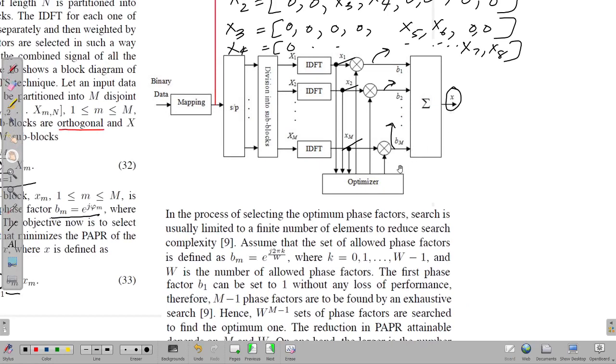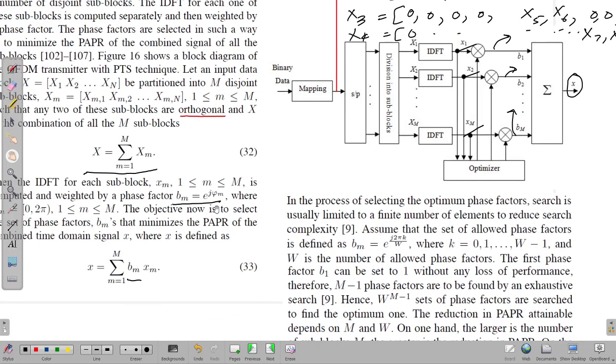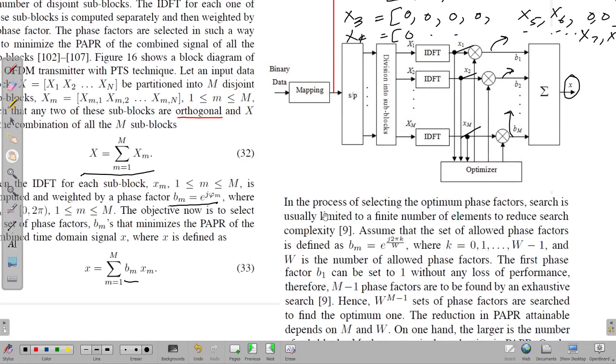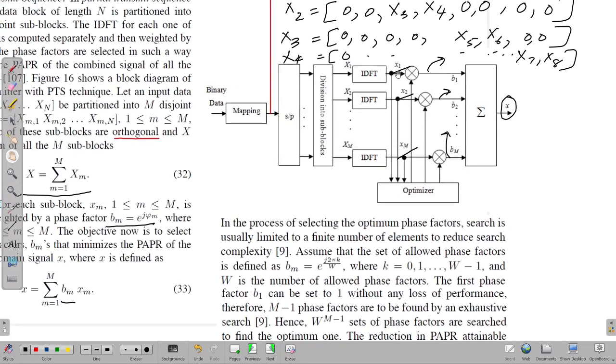That is defined by the optimizer. Optimizer selects the value of bm. Bm is basically a phase value. So each of these signals x1, x2 up to xm, they are multiplied with phase values b1, b2 up to bm, and they are added to give the signal x, which is getting transmitted.